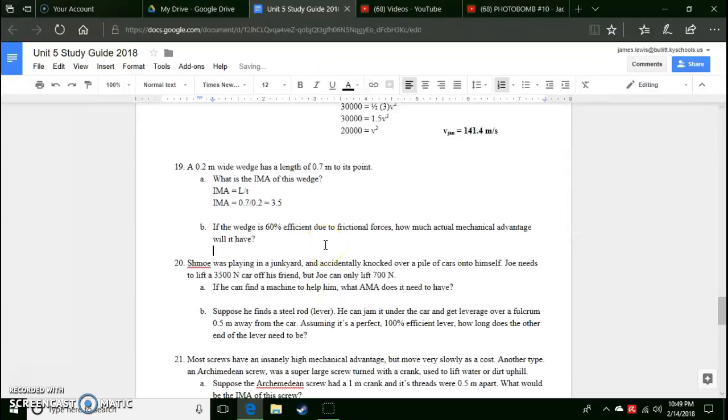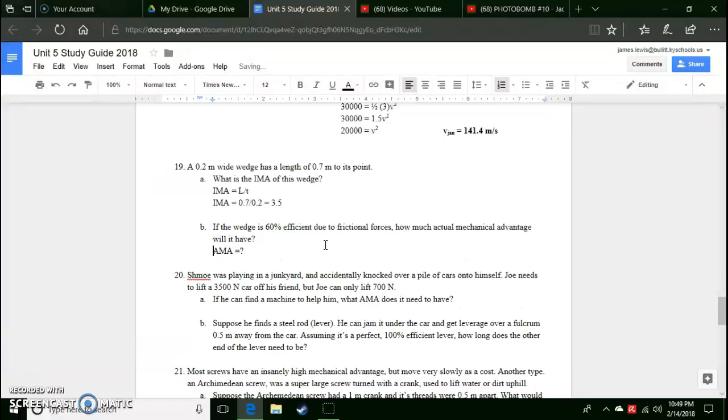So if the wedge is 60% efficient due to friction forces, how much actual mechanical advantage, otherwise known as AMA, there's no S, AMA equals what? That's what we want to know here. So the equation for AMA is going to be, not what we're looking for. The thing that it gives us is efficiency.